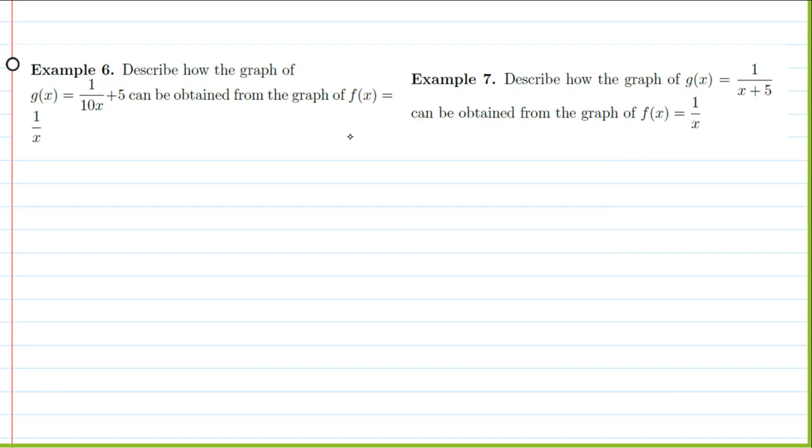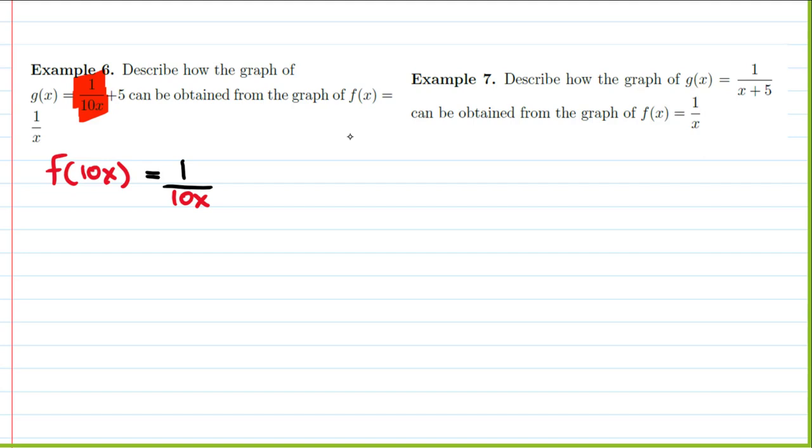All right, so example 6 says, describe how the graph of g of x equals 1 over 10 times x plus 5 can be obtained from the graph of f of x equals 1 over x. We have a couple of different ways that we can think about this. The first part, the 1 over 10x, can actually be realized in two different ways. If I were to evaluate f at 10x, that would mean everywhere I see an x in 1 over x, I replace x with 10x. That would give me this part.